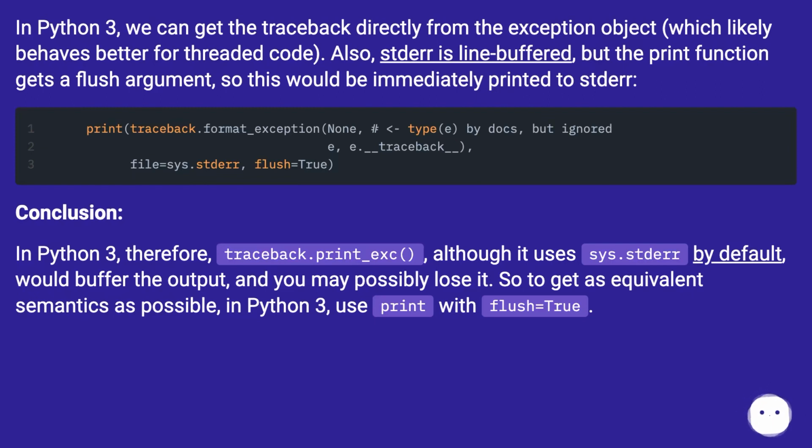Conclusion. In Python 3, therefore, traceback.print_exc, although it uses sys.stderr by default, would buffer the output, and you may possibly lose it. So to get as equivalent semantics as possible, in Python 3, use print with flush equals True.